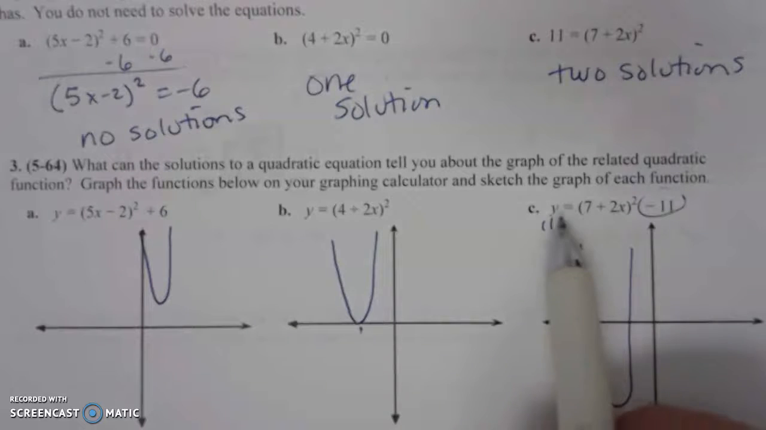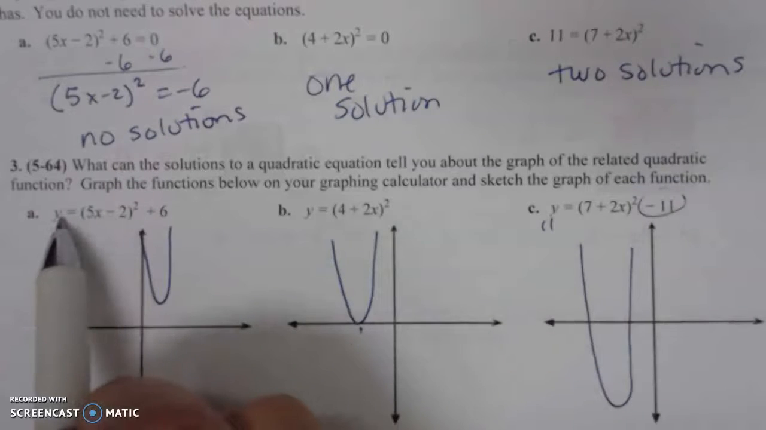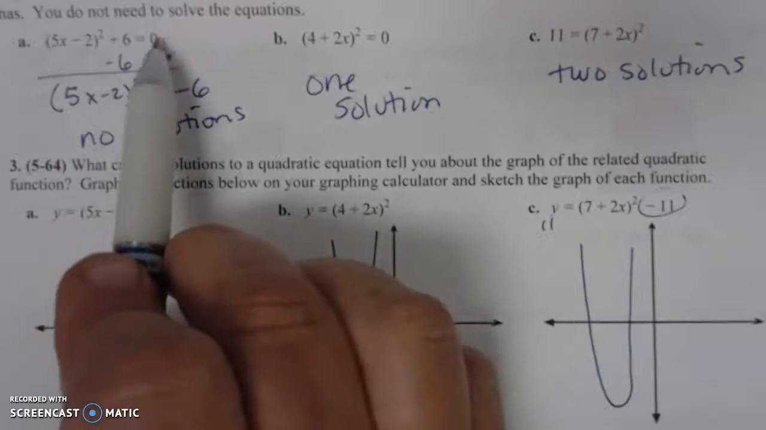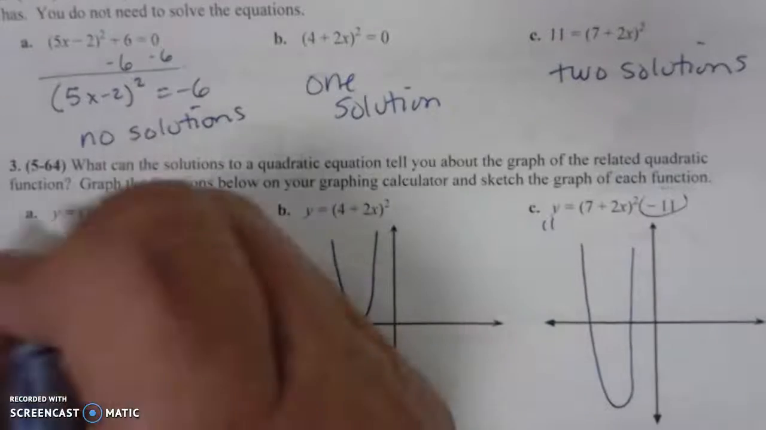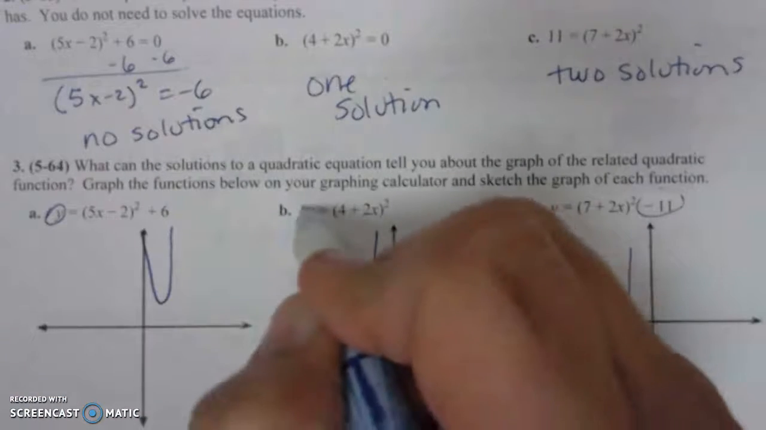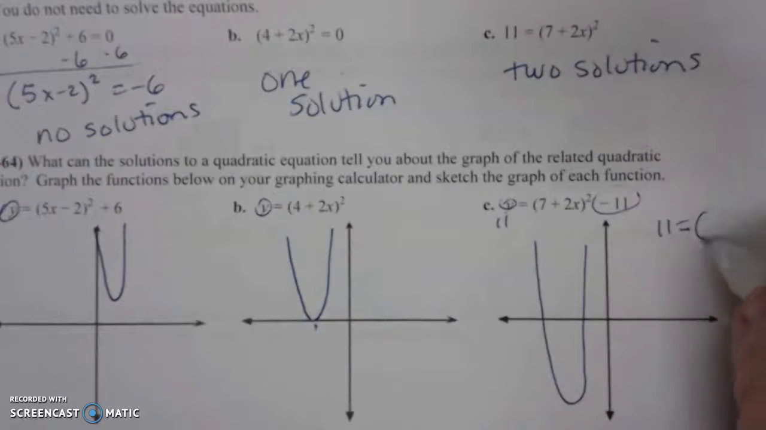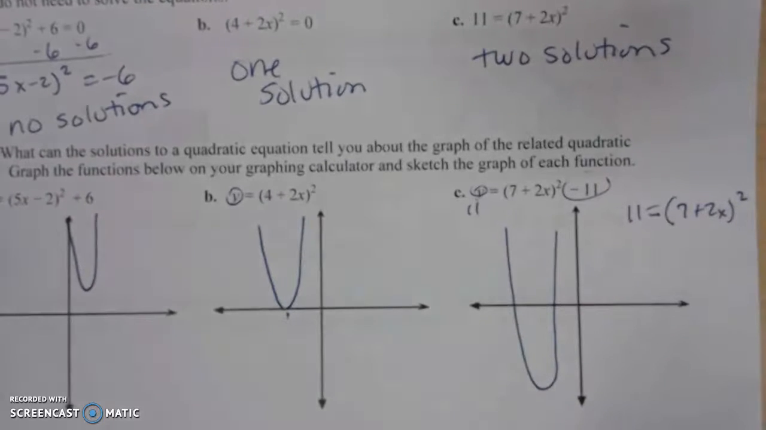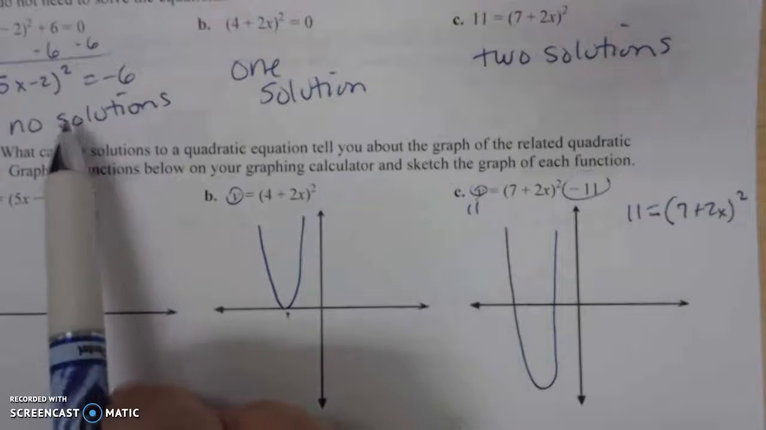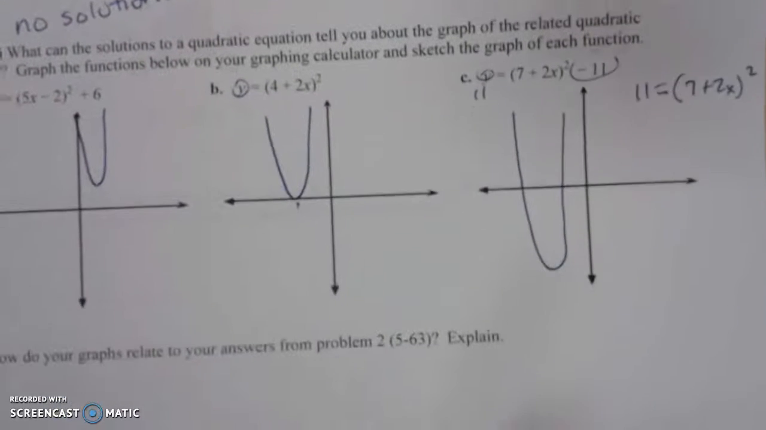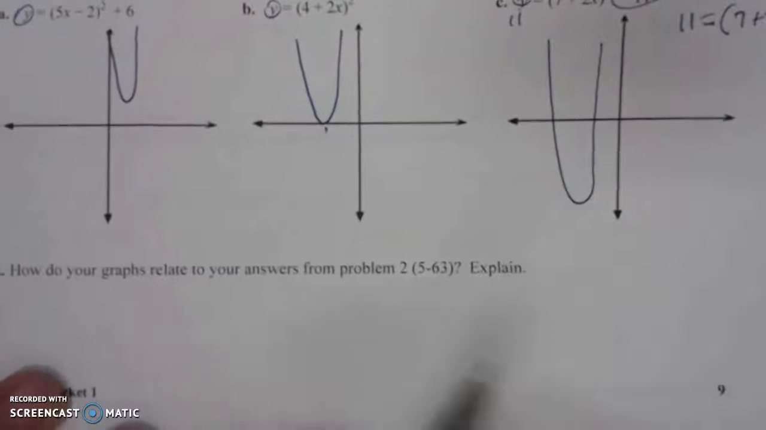Now each of these times in these problems, this is y equals, but see, this is 0 and this is y. We just set y equal to 0 in each of these equations. This ends up being 11 equals 7 plus 2x squared. And the important thing to notice is no solution. So what does that mean? How do my graphs relate?